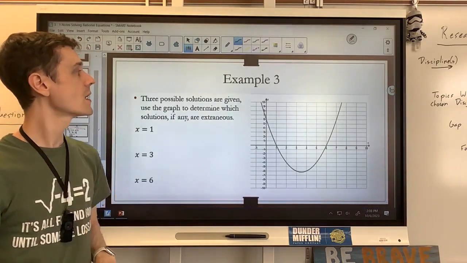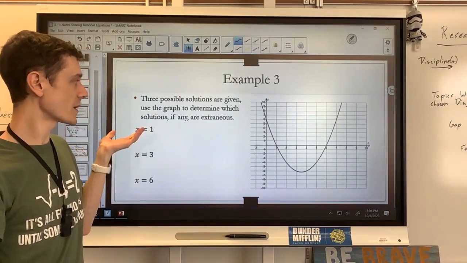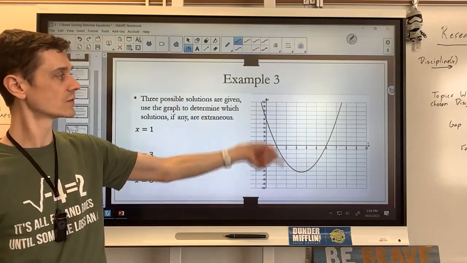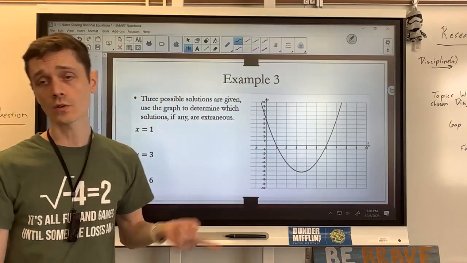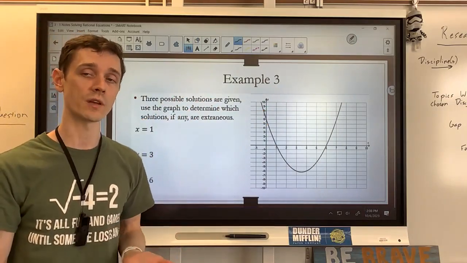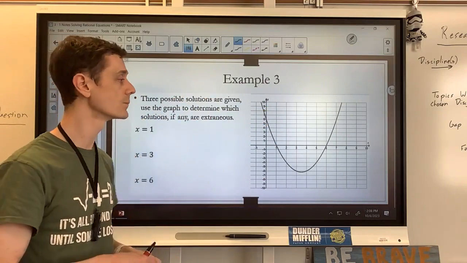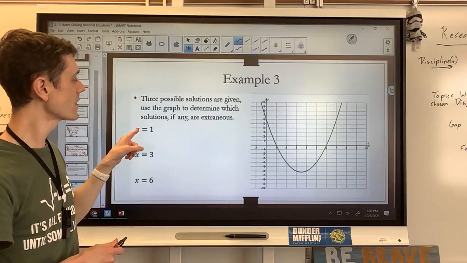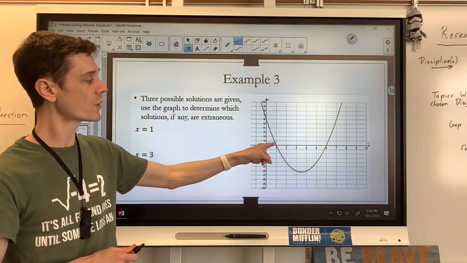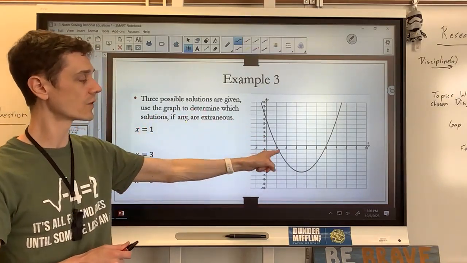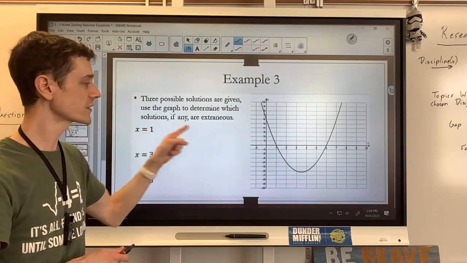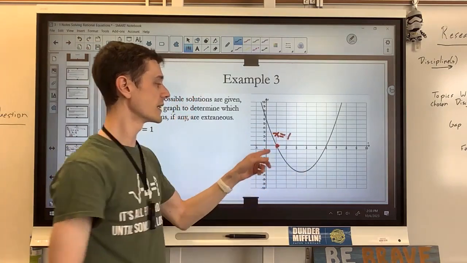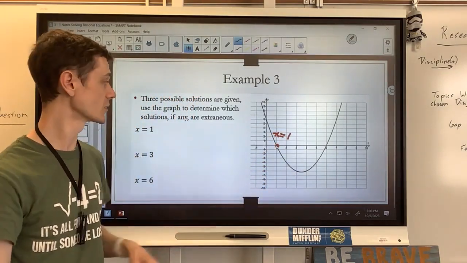For example, you might encounter questions like this where they say, here are some possible solutions for this given rational equation. They might have given you the graph, or you might have to find the graph yourself by using a graphing calculator, or maybe by drawing it by hand yourself. However, the main thing to focus on here is, once you have the graph, what can I compare from the given numbers to the graph? At x equals 1, I do see an x-intercept. So that means that this is a solution.